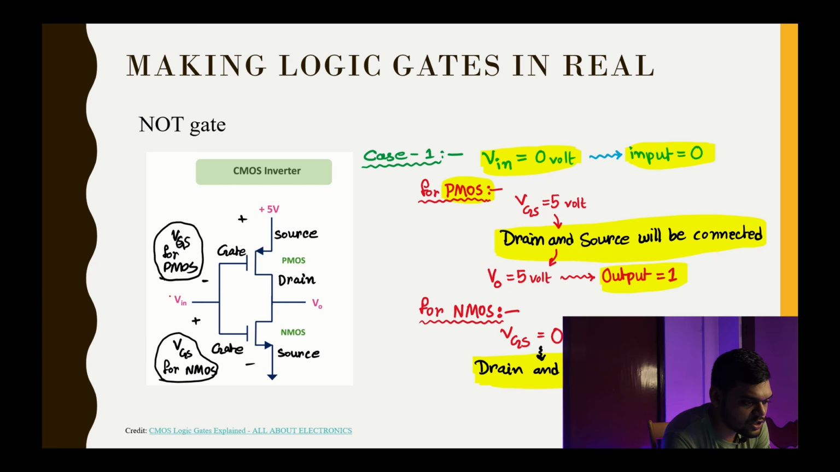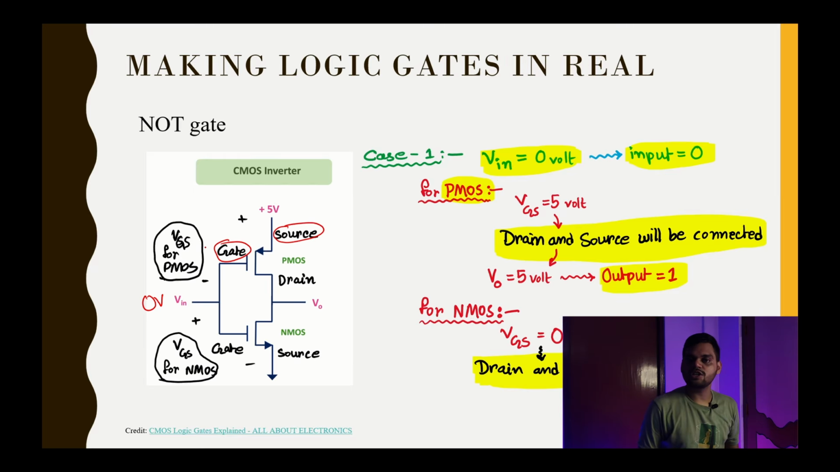Let's suppose we have zero voltage here in the Vin. Now the potential difference between the source and the gate becomes a little bit. After getting the potential difference, the source and drain will be connected, and there will be a potential difference out there. There will be a potential difference of 5 volt.